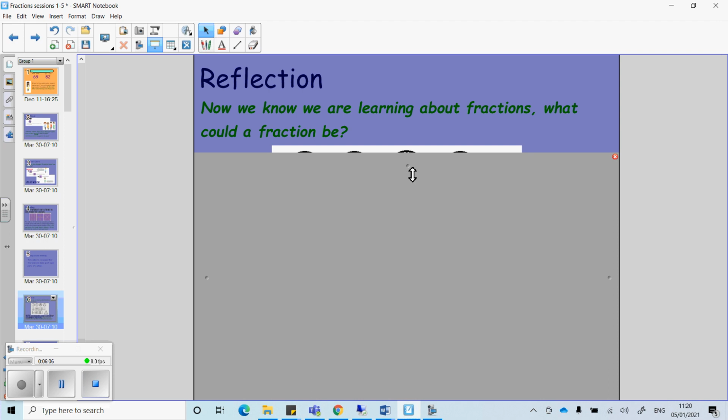Let's move on. Okay, now we know we are learning about fractions. What could a fraction be? Maybe you'd like to pause the video and say a sentence. Think of a sentence about what you think a fraction is.